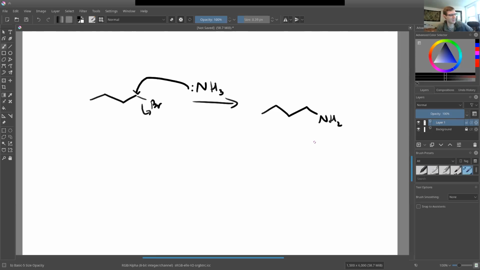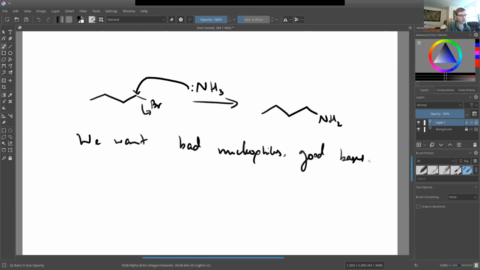But we didn't want SN2, we wanted to do E2 instead. That's harder to do now because whatever we put in is probably going to be a strong nucleophile. If we give it any strong nucleophile, it's going to do SN2, not E2. So instead, what we can do is start giving things that are bad nucleophiles but are good bases. So we want bad nucleophiles but good bases.